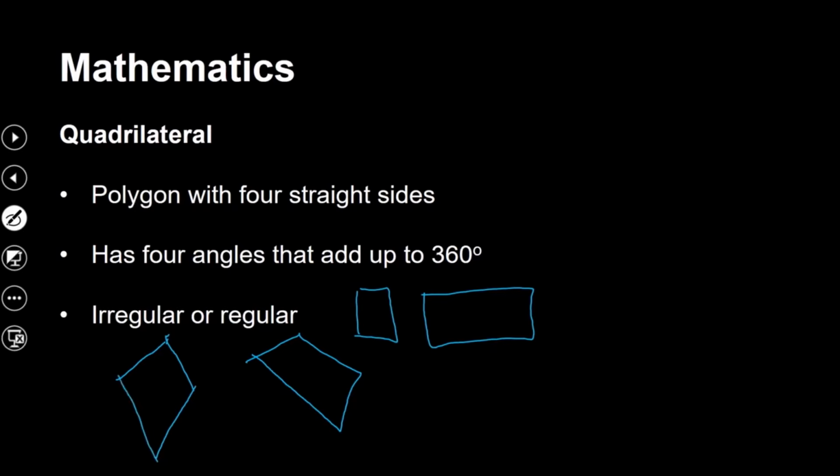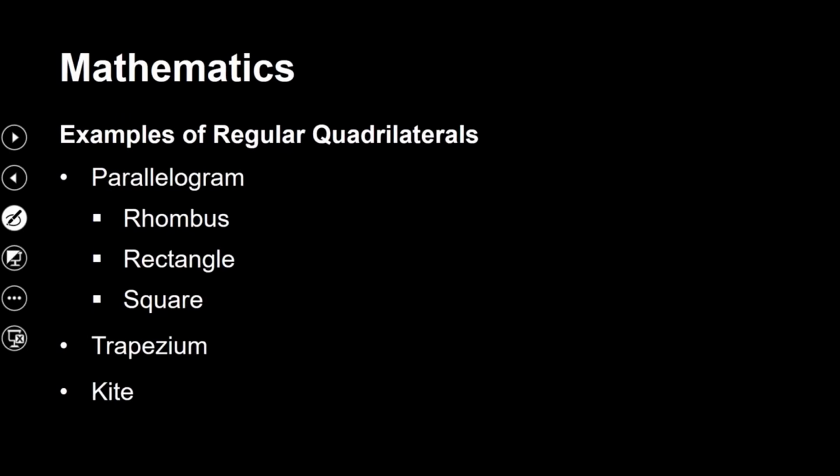It's still a quadrilateral, though it might look like a kite, but it's just a quadrilateral, as long as it has 4 sides and the angles add up to 360 degrees. And then examples of regular quadrilaterals will be our parallelograms, which are a rhombus, a rectangle and a square, a trapezium and a kite. Those are my examples of regular quadrilaterals.